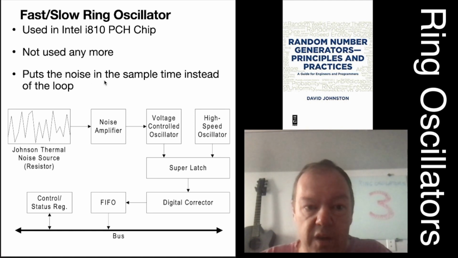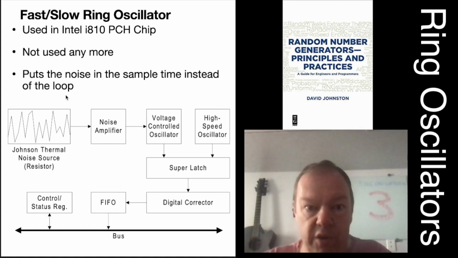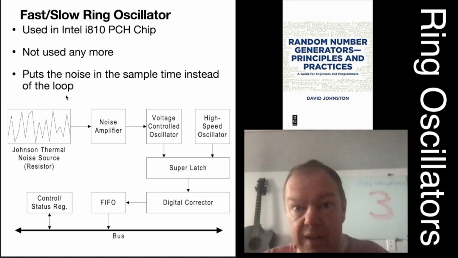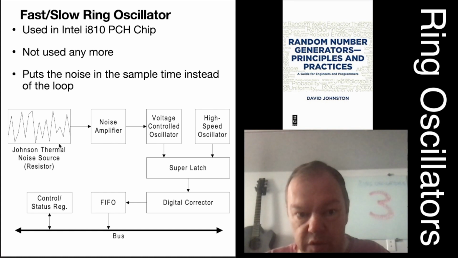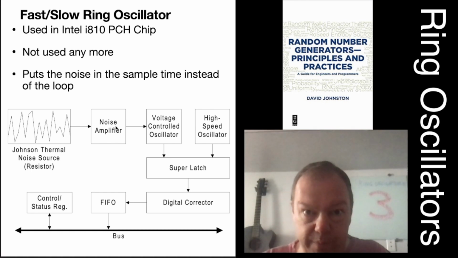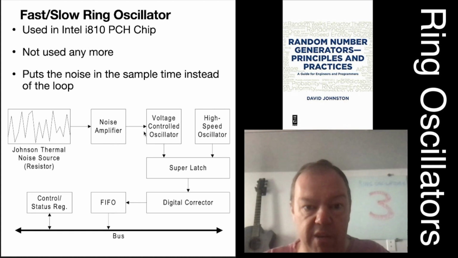And what this does is it puts the noise in the sample time instead of in the loop. So in the previous ring oscillator, we had a loop with some noise and we are sampling it at a regular interval. Here, we take some source of noise, and what's used here is a resistor. If you load it correctly, it will exhibit some Johnson noise and shot noise and various types of noise. And we amplify that noise because it's a very low signal noise, and we feed that into the control input of a voltage controlled oscillator. Its frequency is varying based on the input control, and we're pushing noise into that.